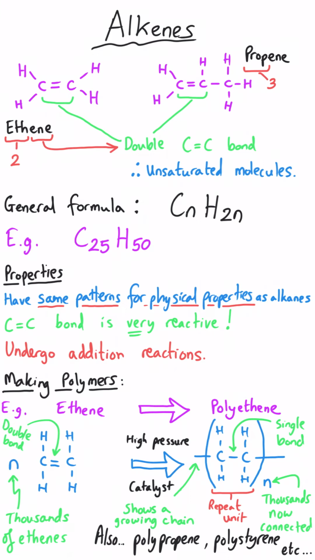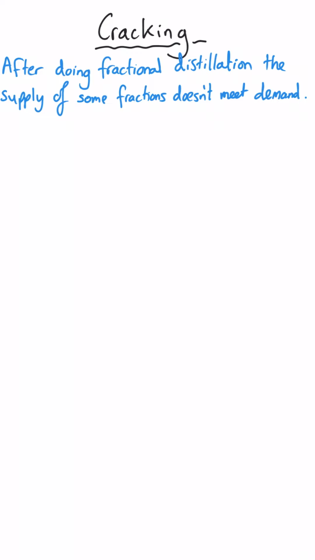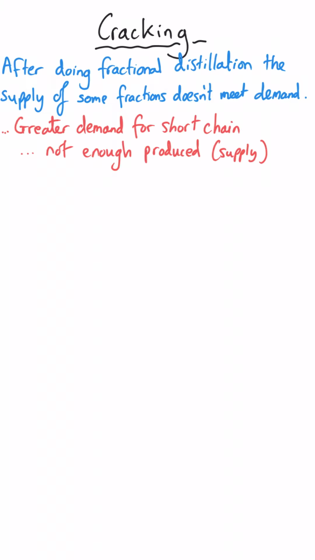Similarly to alkanes, alkenes have predictable physical properties in the exact same pattern that you would expect. For instance, they get more viscous the longer the chain becomes. If we return briefly to fractional distillation, where we learnt that we produce groups of hydrocarbons of similar chain length, the problem with that process comes about because we have a greater demand for the short chain hydrocarbons than the longer chain hydrocarbons, and that is rooted in the properties that these hydrocarbons have.